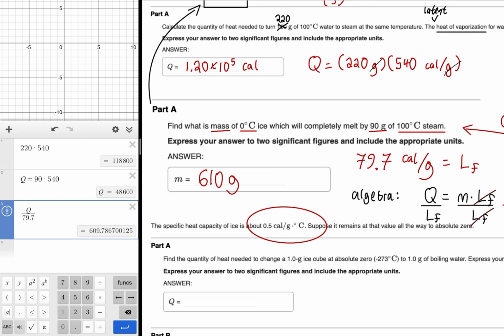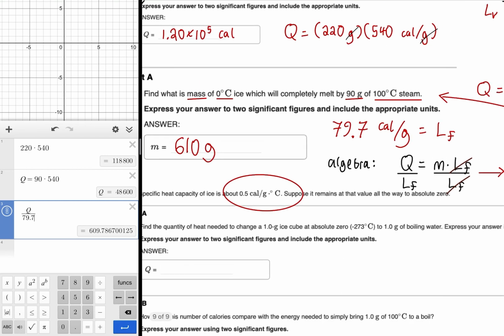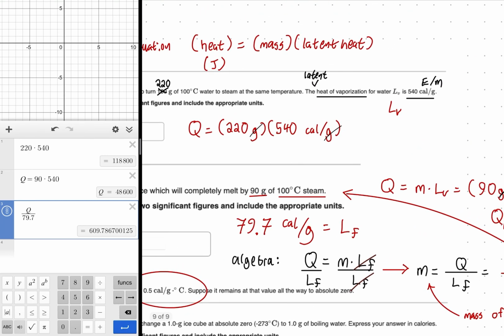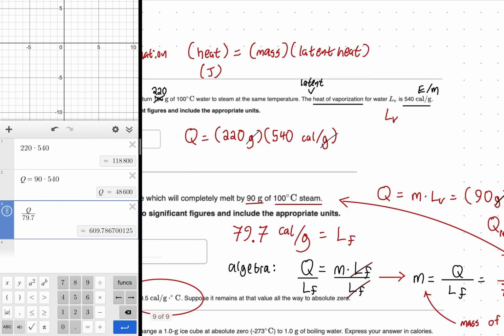So a lot more ice melts, right, compared to how much steam condensed, because there's way more energy in the process of condensing steam than there is in melting ice. All right, as indicated by the much larger constant, right, for latent heat of vaporization, 540, compared to the latent heat of fusion, only 80, right, or 79.7.